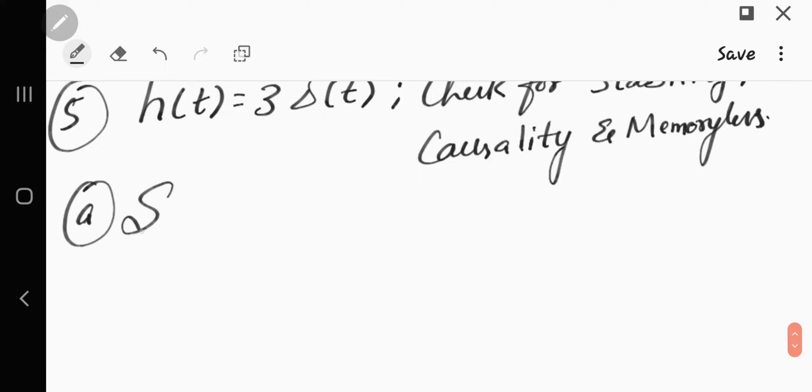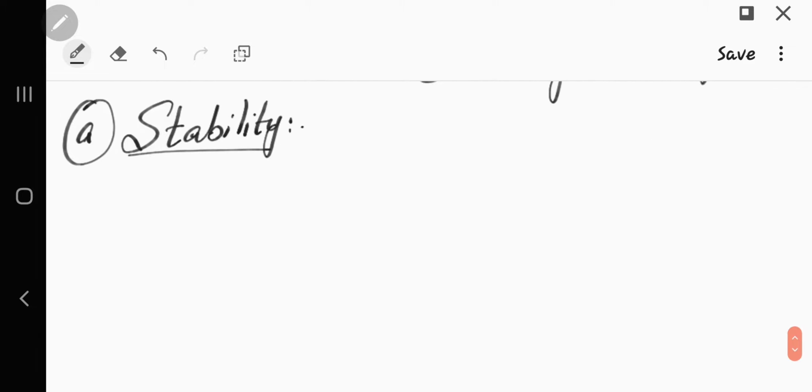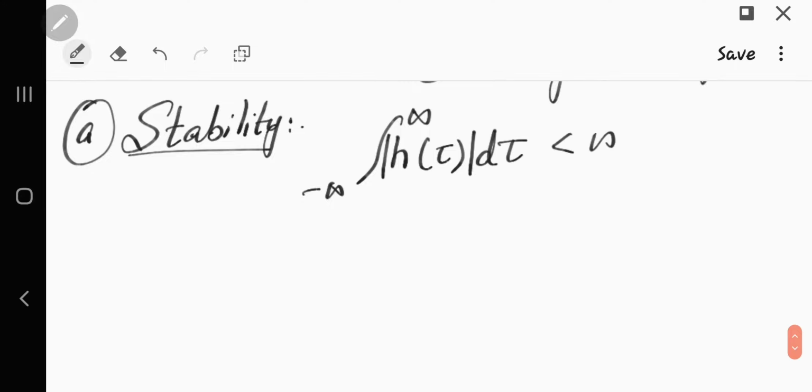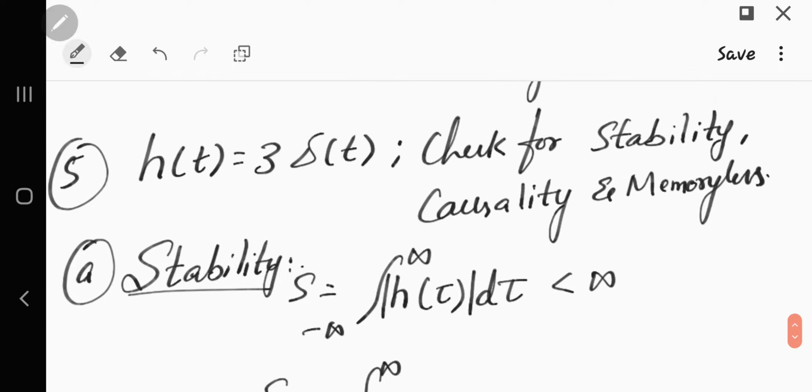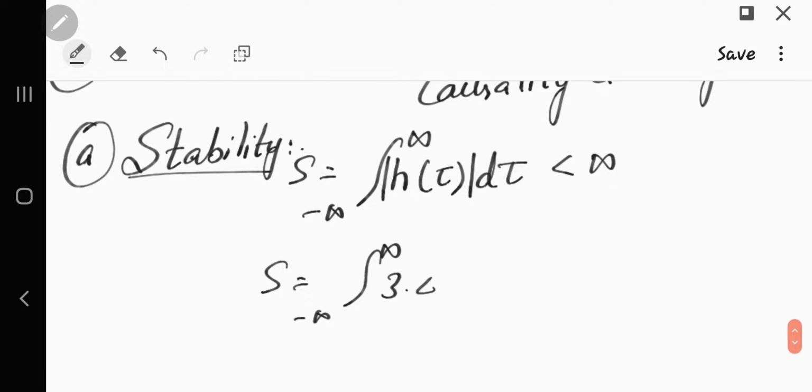First I will take stability here. So it should be absolutely integrable, then only we can say that the system is stable. This is the definition of a stability property. So let's simplify this. So tau varying from minus infinity to plus infinity, h of tau is there. So that means given 3 into delta t, that is 3 into delta tau d tau. Okay.